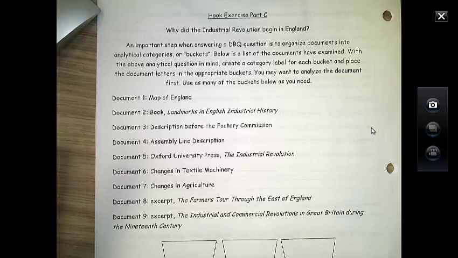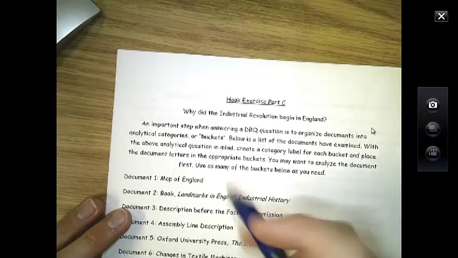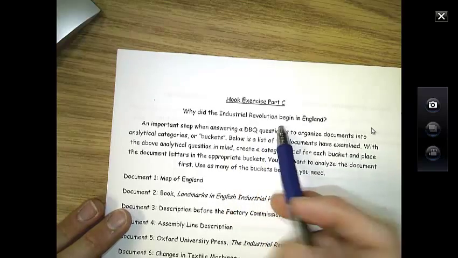Okay, so now that we've finished all 9 of our documents, we've analyzed them, we found quotes and things like that. Now we need to figure out what to do with them. It's great that we have all this information, but what are we going to do with it? We call this process bucketing or categorizing. If you look at the back page of your DBQ packet, it says Hook Exercise Part C, and again our question, why did the Industrial Revolution begin in England?